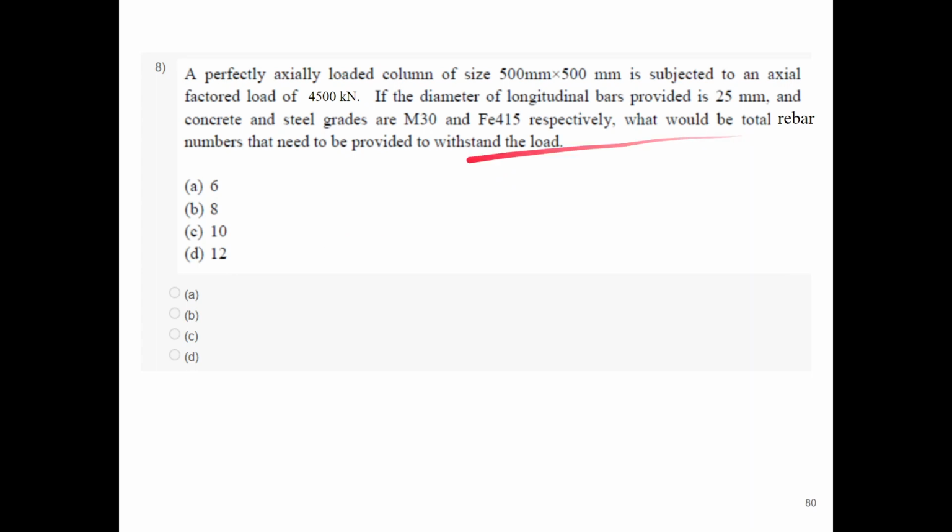So we need to find the total rebar numbers that is required for withstanding a factored load of 4500 kilonewton for a perfectly axially loaded column, which is having a size of 500 by 500 mm dimension of the section, and the longitudinal bars have a diameter of 25 mm, and M30 and Fe415 are the grades of concrete and steel respectively. So we need to find the number of rebars that is required, right?